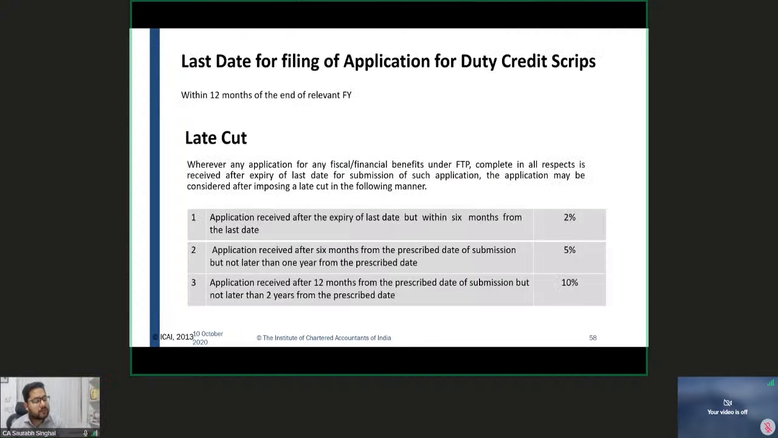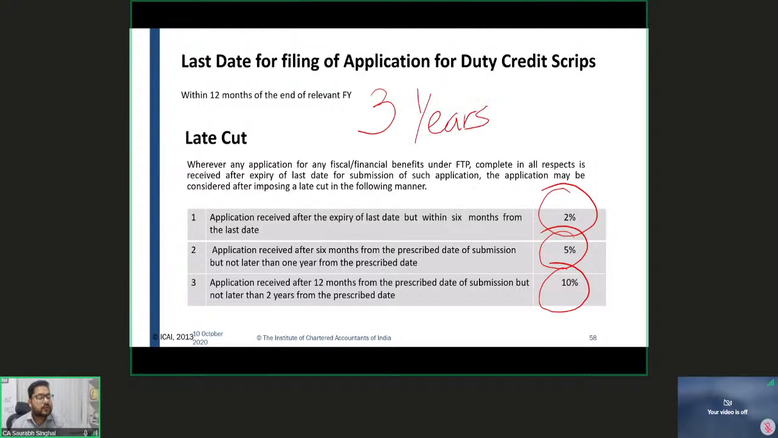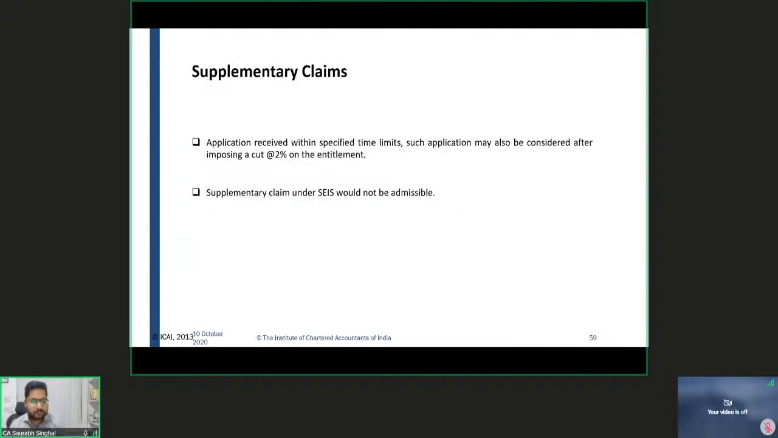Late cut, same late cut. First 6 months 2% late cut, then 5% late cut, then 10% late cut. SEIS will be time barred after 3 years as in the case of MEIS. Time barred after 3 years. Supplementary claims not allowed under MEIS, not allowed under SEIS.